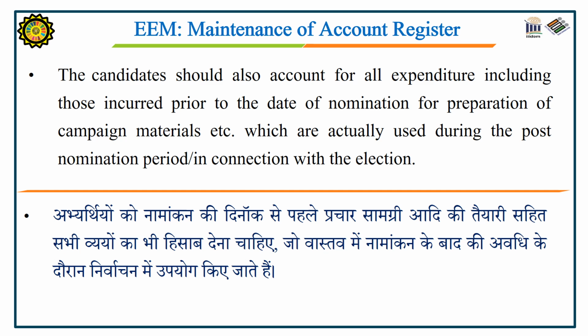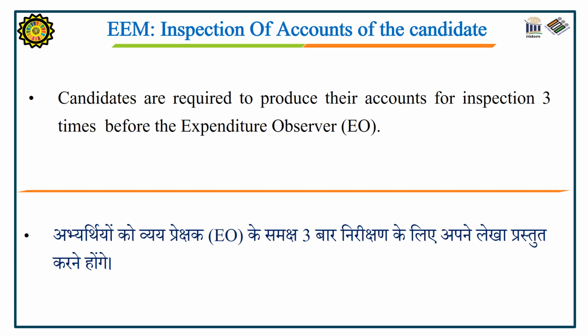The candidate should also account for all the expenditure, including those incurred prior to the date of nomination for preparation of campaign materials, etc., which are actually used during the post-nomination period in connection with the election. Inspection of accounts of the candidate. Candidates are required to produce their accounts for inspection 3 times before the expenditure observer.